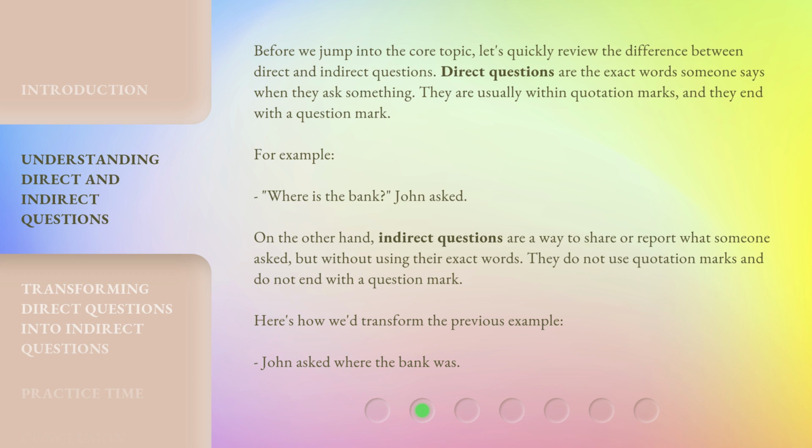John asked. On the other hand, indirect questions are a way to share or report what someone asked, but without using their exact words. They do not use quotation marks and do not end with a question mark. Here's how we transform the previous example. John asked where the bank was.